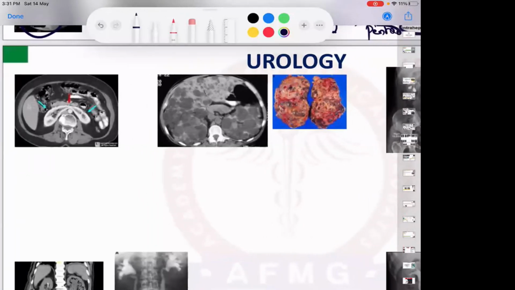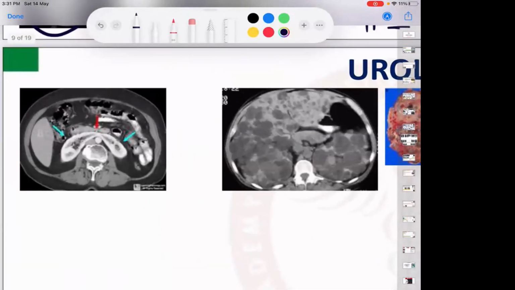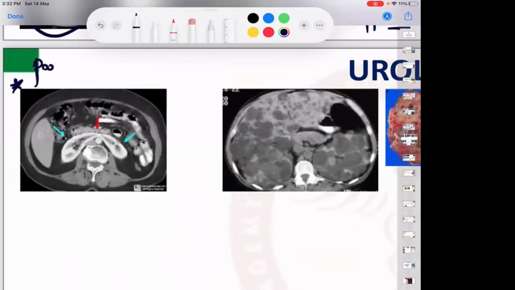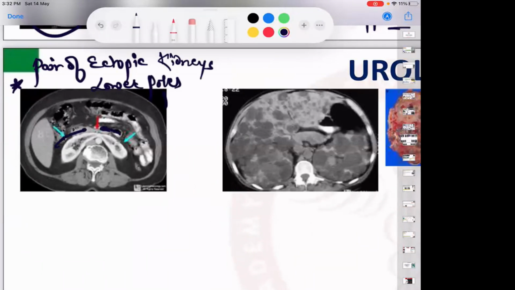No issues with this. Now starting with this. If I talk about renal anomalies or kidney anomalies, one of the most common kidney anomalies is this one. You can see there is a pair of ectopic kidneys. Both the kidneys are not in their original position, and both the lower poles of the kidneys are fused to each other.